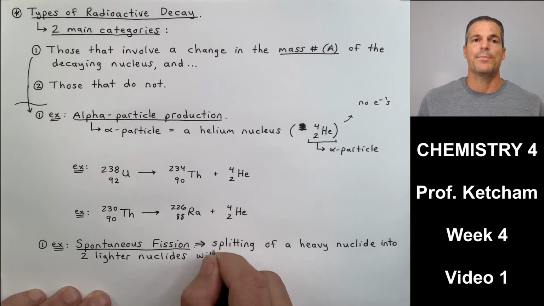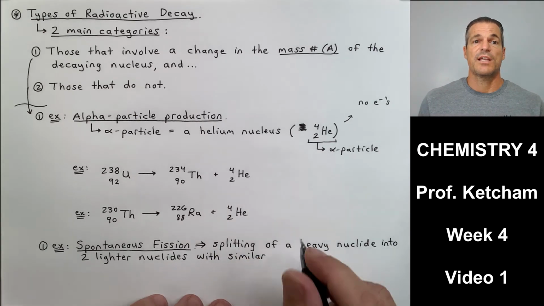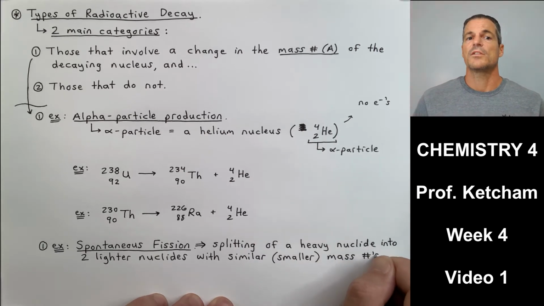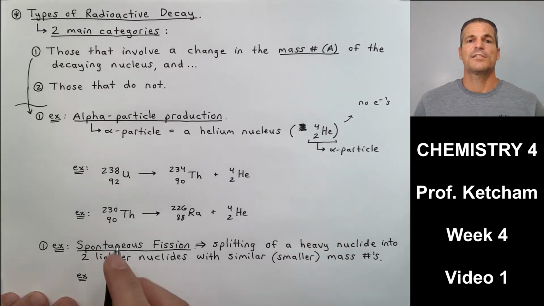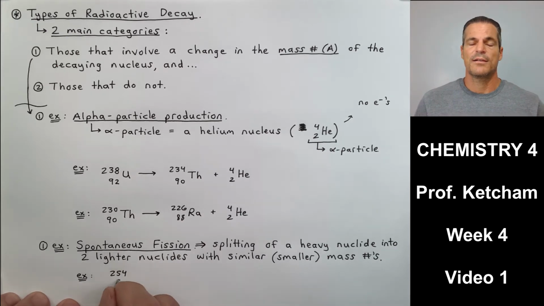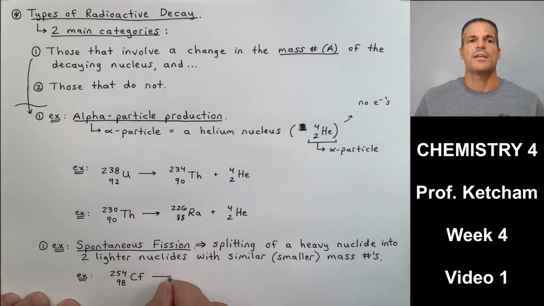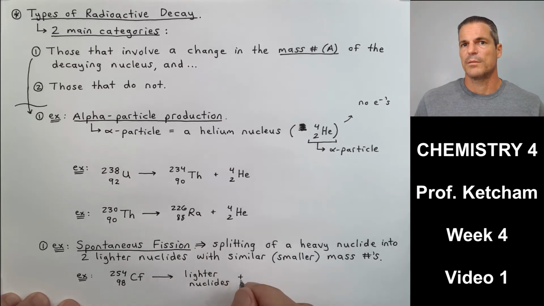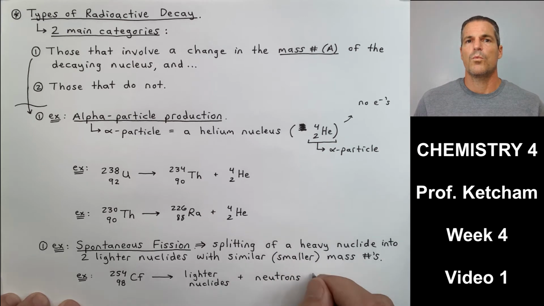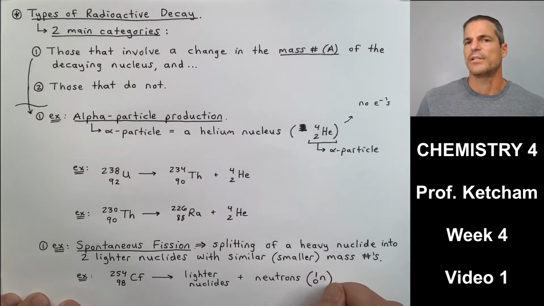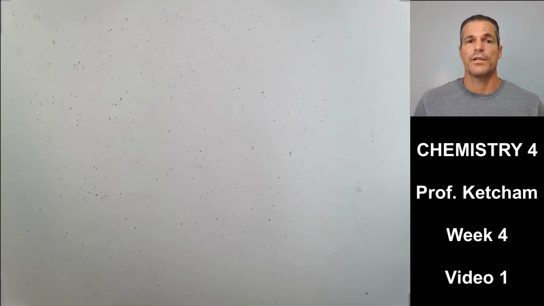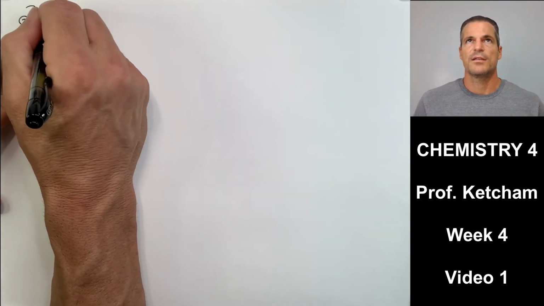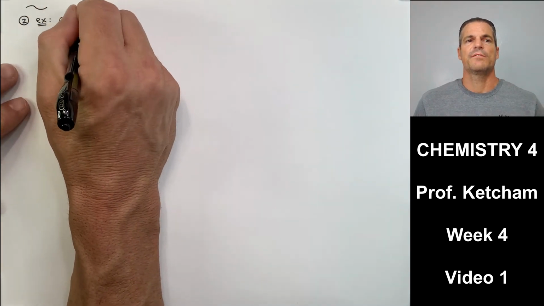Now, the second type of radioactive decay that involves a change in the mass number A, again number 1 at the top of the page, is called spontaneous fission. This is a splitting of a heavy nuclide, a heavy nucleus, into two lighter nuclides with similar or smaller mass numbers. It's kind of like splitting your starting material in half, and we see that there with californium-254. We'll talk more about spontaneous fission later on in this video, I believe.